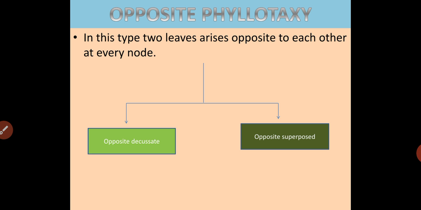Opposite phyllotaxy. Here, the arrangement of leaves on the stem takes place in the opposite manner. From each node, two leaves arise and they are in opposite direction. It is of two types, that is opposite decussate and opposite superposed.